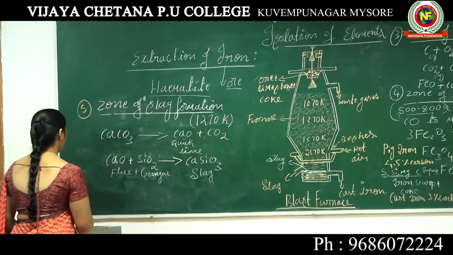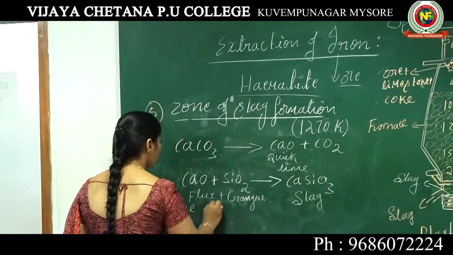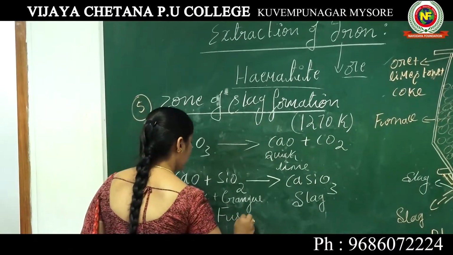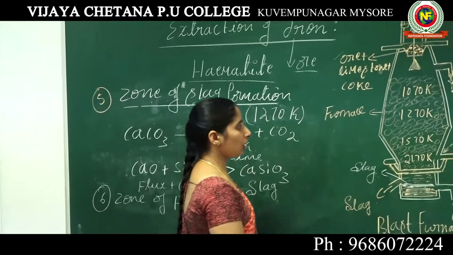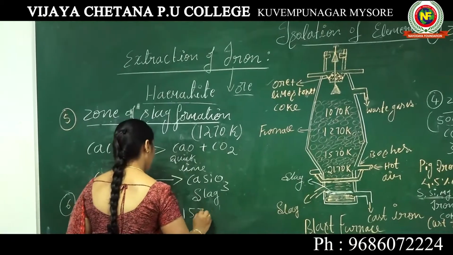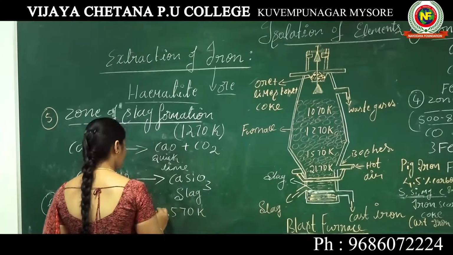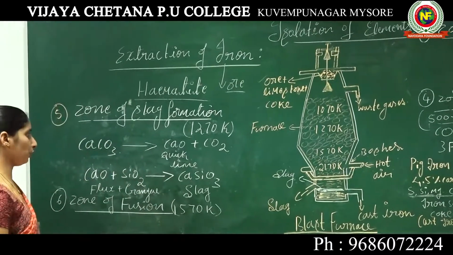And lastly, we come to the last step. The last zone is the zone of fusion. The zone of fusion takes place at a temperature of 1570 Kelvin.